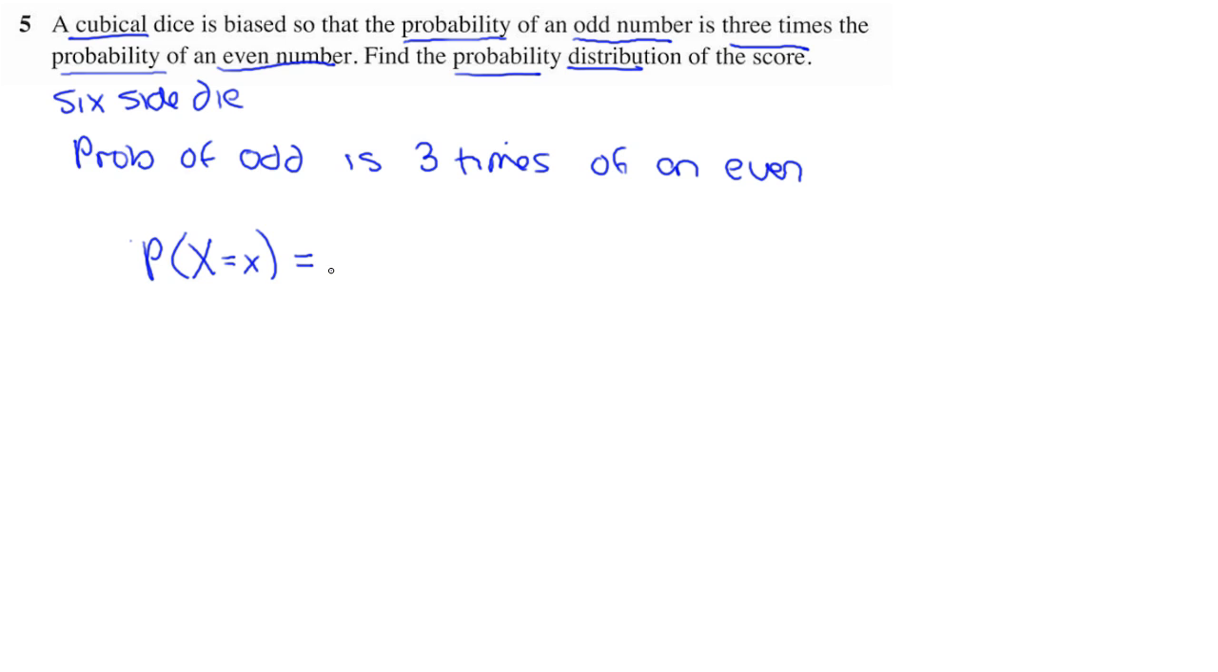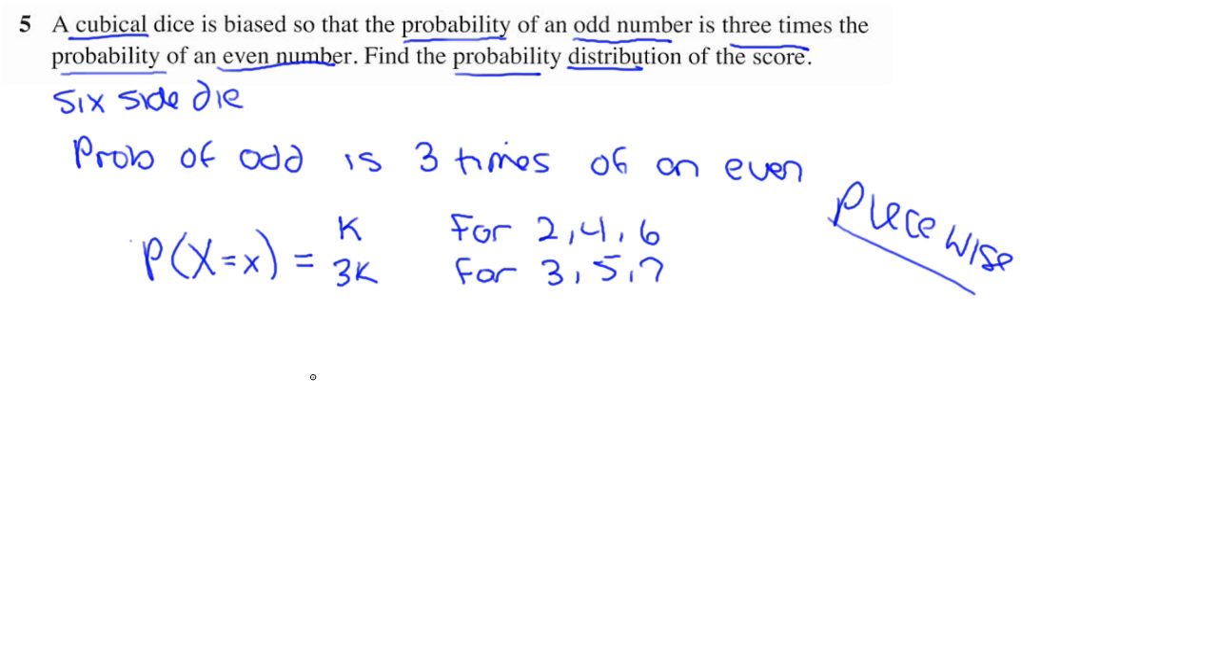Now, the probability of x is equal to, and it's different, so let's call it k. All right, so let's say that the probability is sometimes equal to k. Now, what numbers would be equal to k? Well, let's just say it's going to be 2, 4, and 6. All right? Now, the other numbers, the odd numbers, are going to be 3 times k.